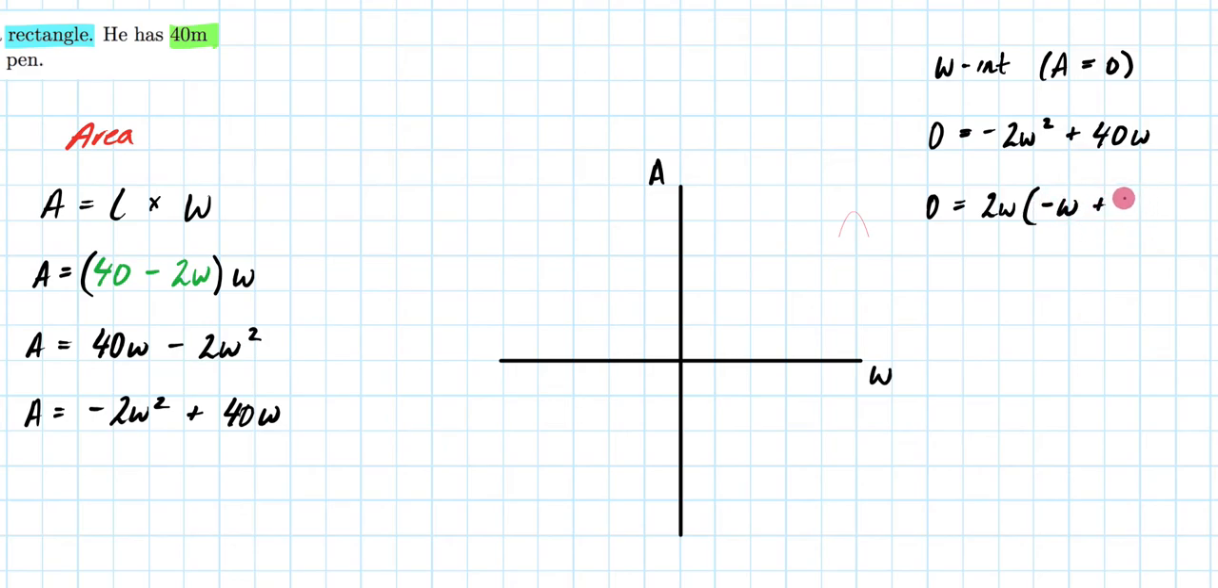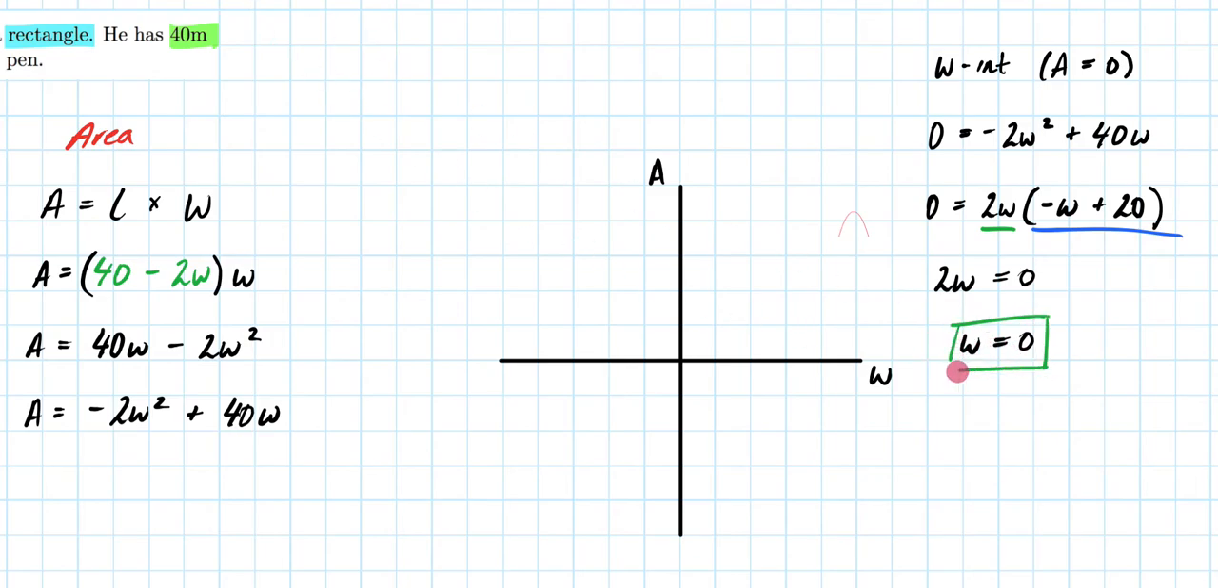Plus 20. Perfect, because 2w times 20 is 40w. And then from here, I'm going to set both of these, this one and this one, equal to 0. So I'm going to have 2w equals 0, which simply means w equals 0. So that is going to be one of my intercepts. So w equals 0, so it'll be right here, 0.